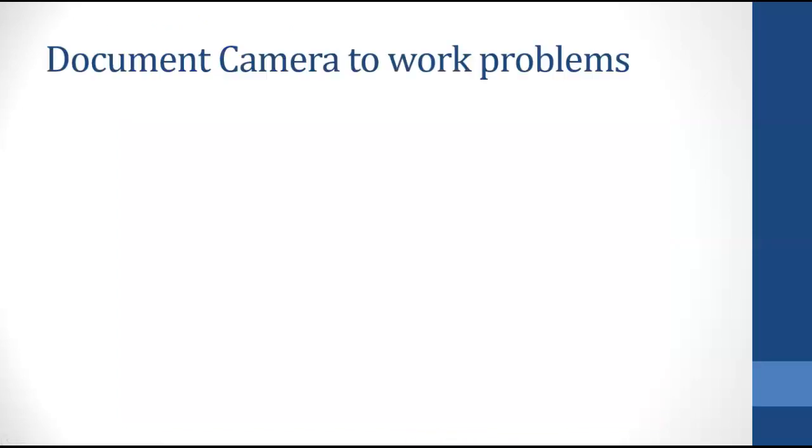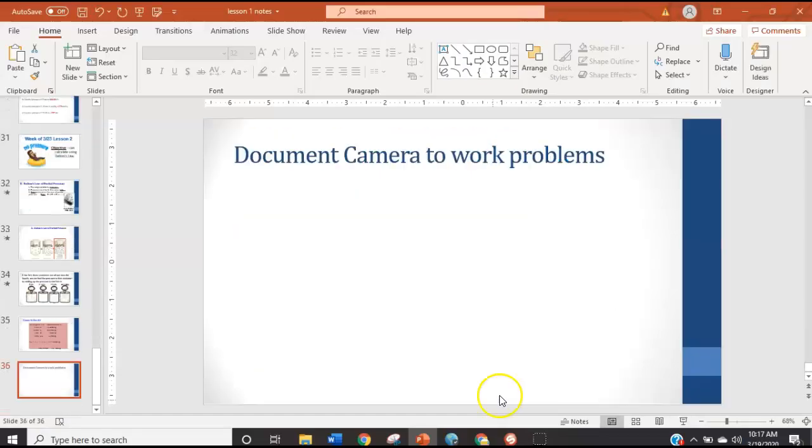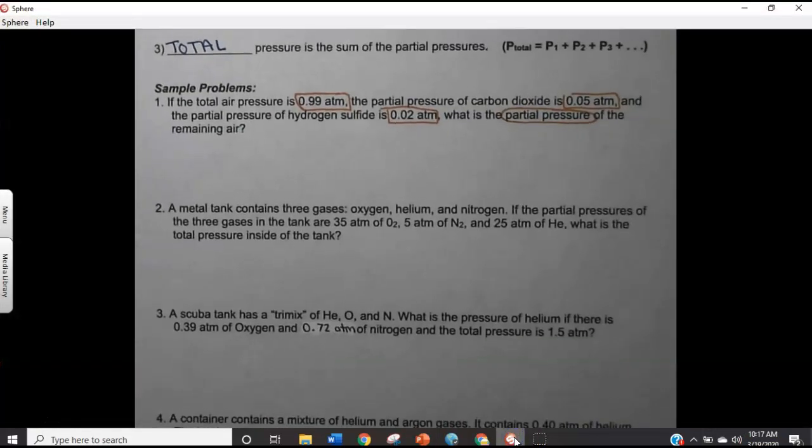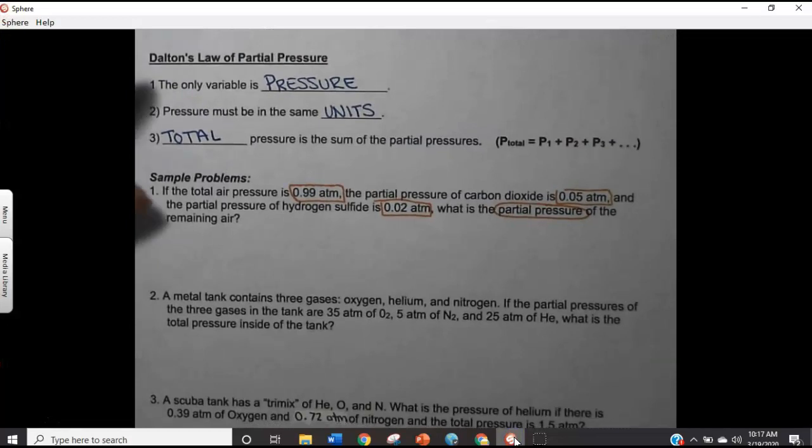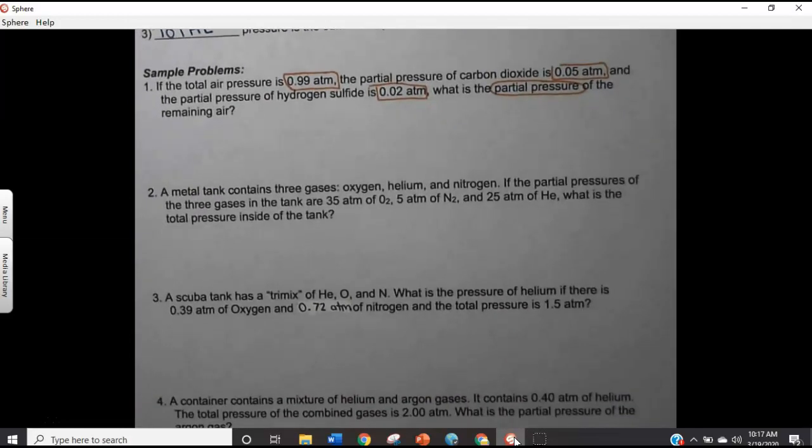All right. I'm going to switch over to my document camera so we can work on these 4 practice problems. That's all we have left to talk about on today's lesson. Okay. So these are the first notes we took. If you're writing this down on your own notebook paper, that's what you should be writing down. And now we have these 4.